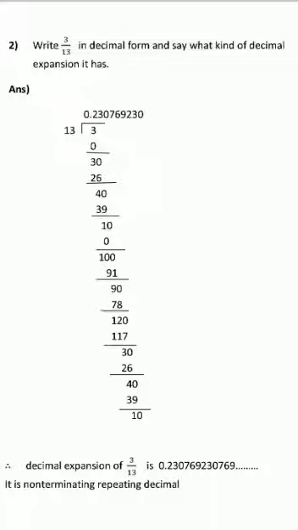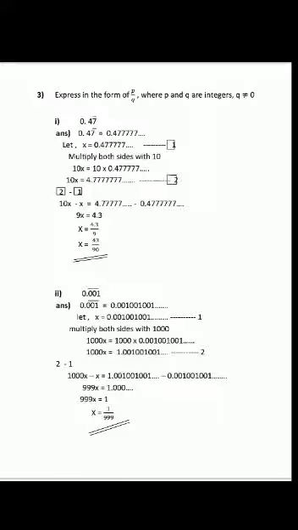230769. Then again the starting number came, 230. So it is repeating. So the answer is 0.230769, then 230769, like that it will repeat. So the answer is non-terminating, repeating. It is not stopping, it's continuing, it will never stop. It's non-terminating, but it is repeating.